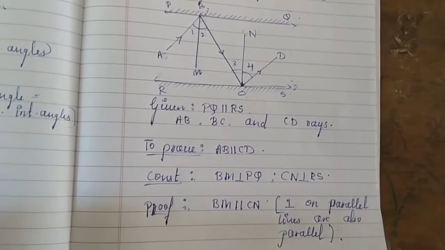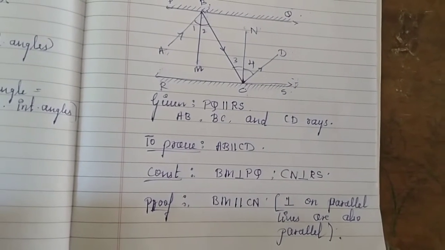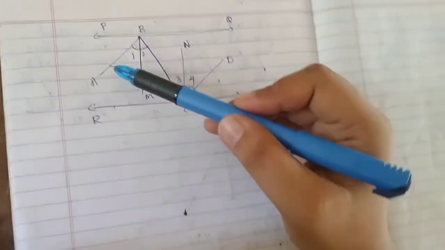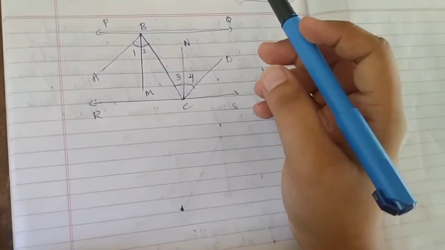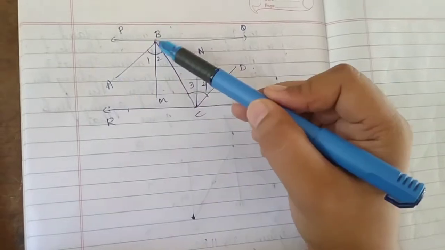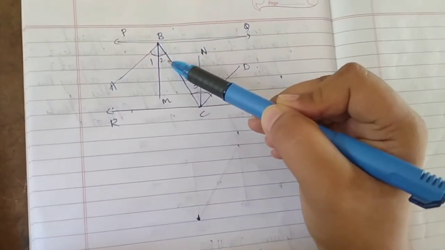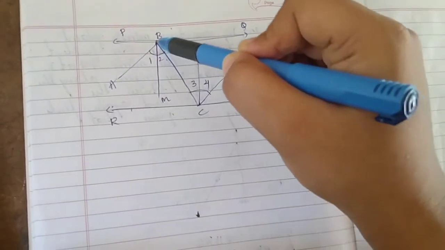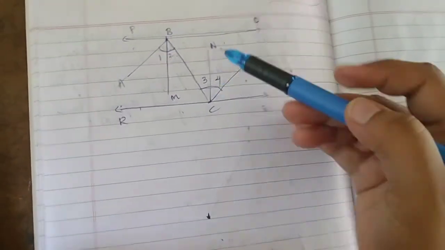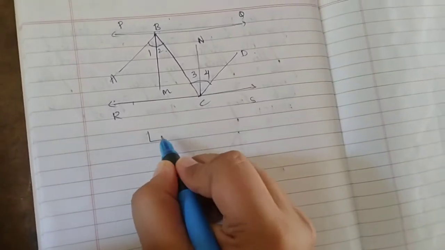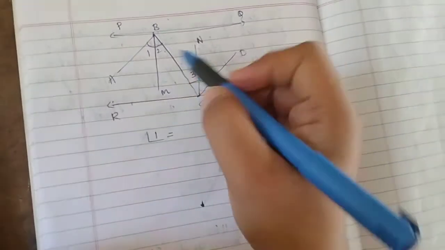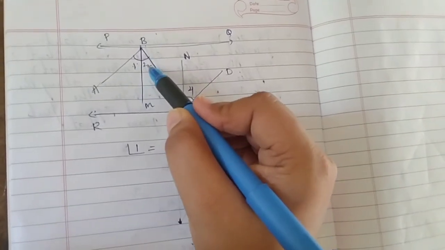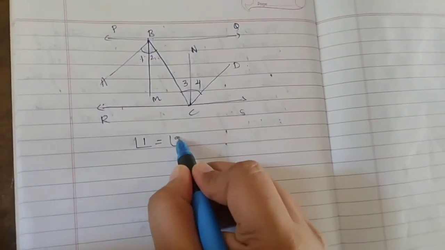Okay, so now see here, according to the laws of reflection, the angle of incidence will be equal to the angle of reflection. This is the incident ray AB and this is the reflected ray, right? So according to the laws of reflection, we can write that angle 1, the angle of incidence, will be equal to the angle of reflection, which is nothing but angle 2.